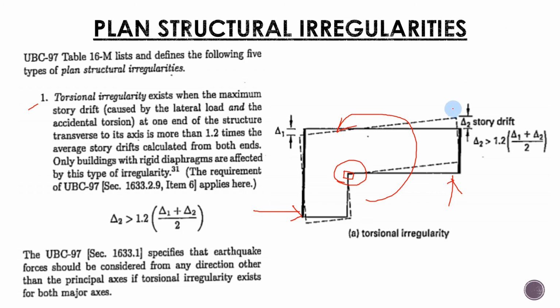So ayan, pasabot guys magka-torsional irregularity once na kaning story drift delta 2 is greater than 1.2 of the average of this story drift and this story drift here sa tabla na side. Okay, so torsional irregularity.